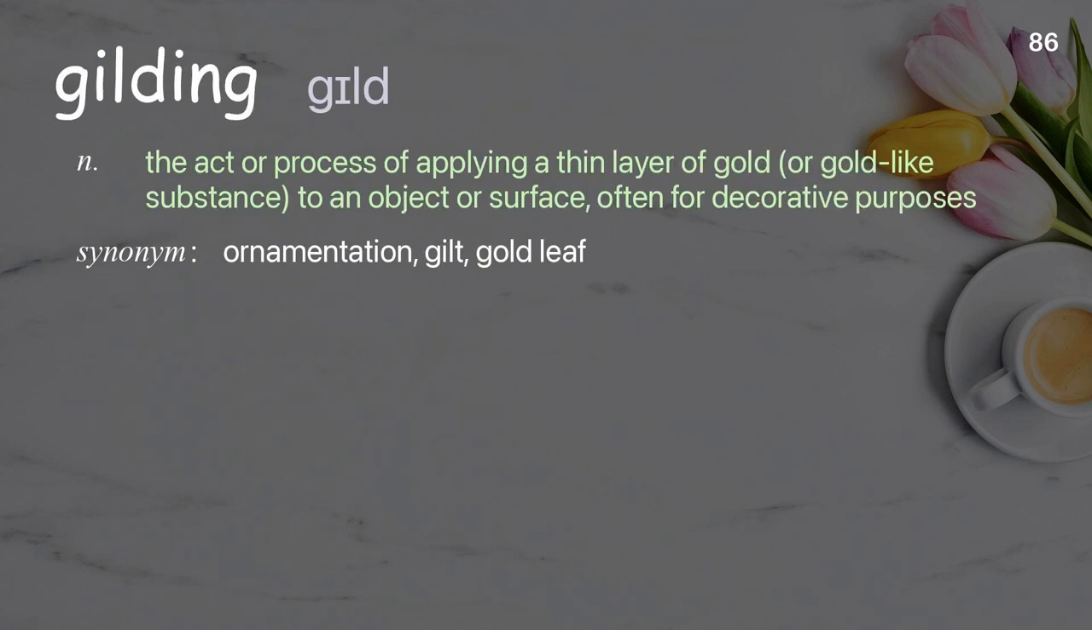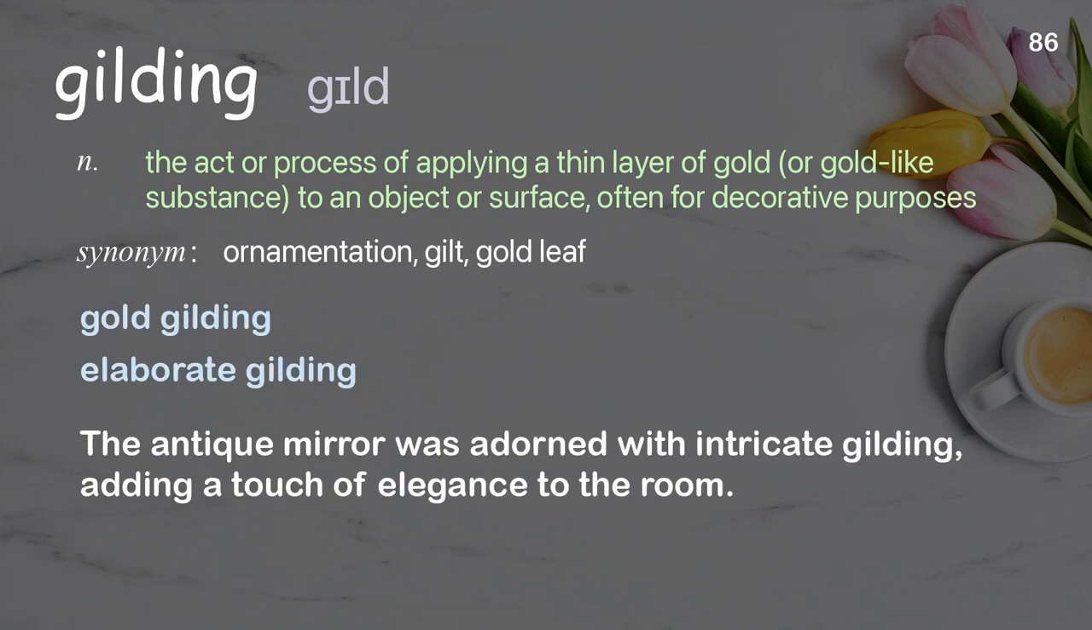Gilding: the act or process of applying a thin layer of gold, or gold-like substance, to an object or surface, often for decorative purposes. Examples: gold gilding, elaborate gilding. The antique mirror was adorned with intricate gilding, adding a touch of elegance to the room.